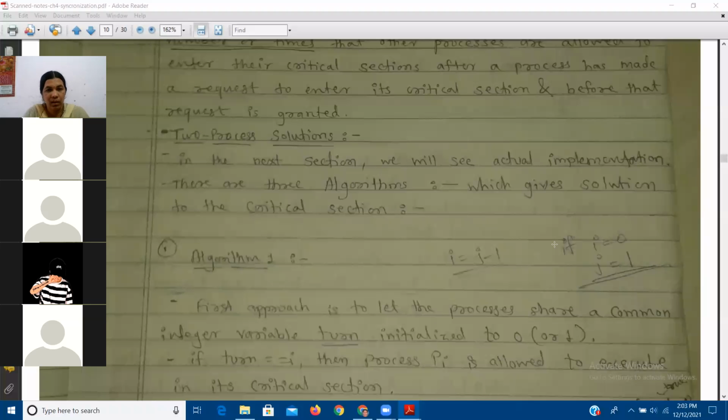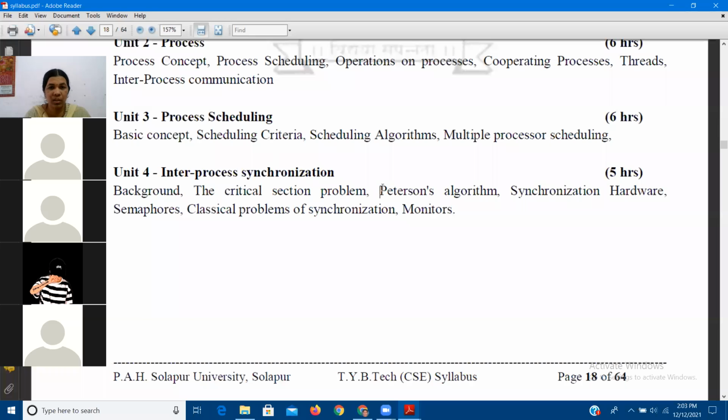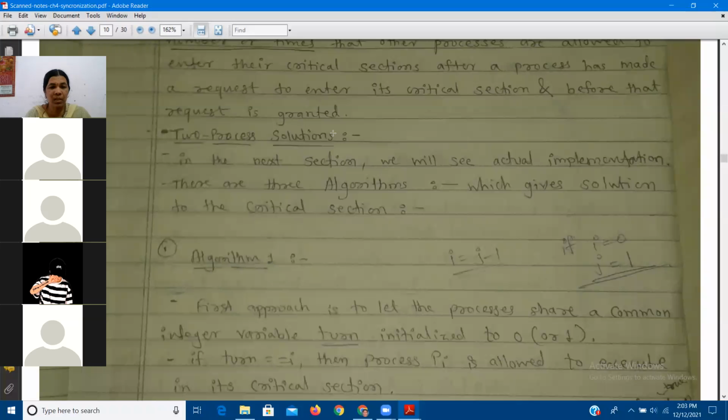First of all, the scientists or authors try to provide the two-process solution, and then they try to provide the multiple-process solution. So first we are discussing the two-process solution, and according to our syllabus, these are called Peterson's algorithms. So this is our third point from the chapter, Peterson's algorithm. These Peterson's algorithms are nothing but the two-process solutions. Under Peterson's algorithm, three algorithms are given.